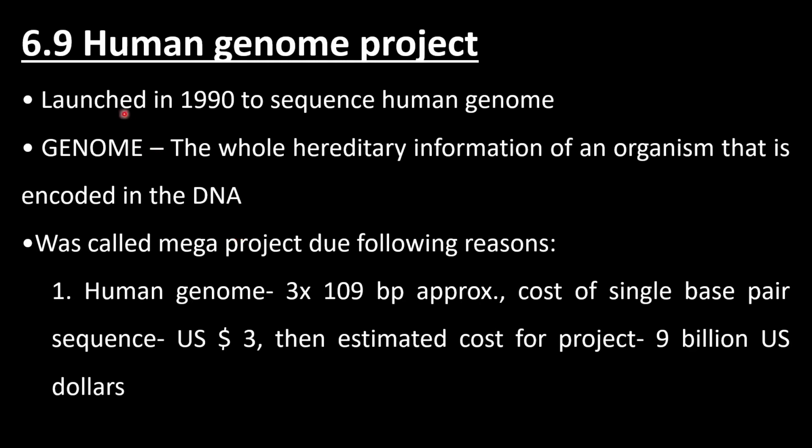Human Genome Project. This project was launched in the year 1990 to sequence the human genome. Genome is the whole hereditary information of an organism that is encoded in the DNA. The project is called Mega Project due to the following reasons. First, the human genome consists of approximately 3 into 10 raised to 9 base pairs. If the cost of a single base pair sequence is $3, then the estimated cost for the project will be 9 billion US dollars.